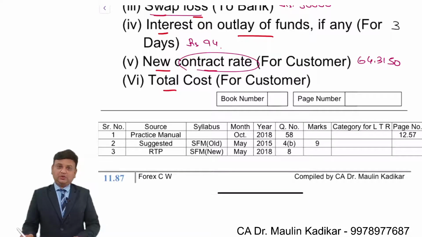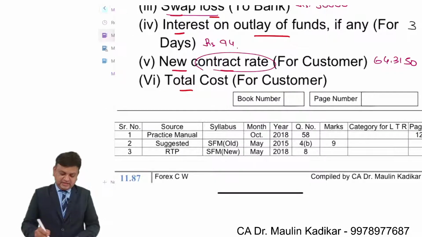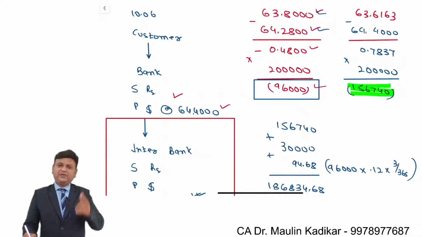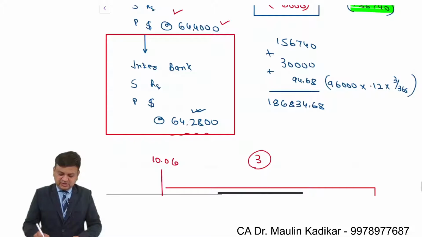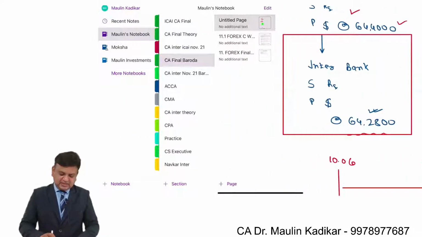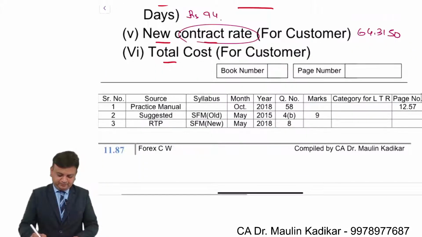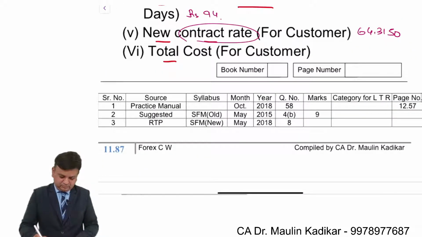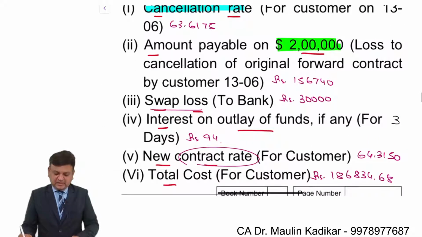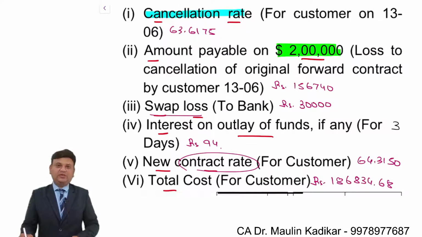And the total cost to the customer, wherein we understand that without listening to a single word from him, the very first thing we told him is that you have to pay 186,834.68. This is the amount you have to pay to me. This is the way we are required to make the computation of the answer for the question.